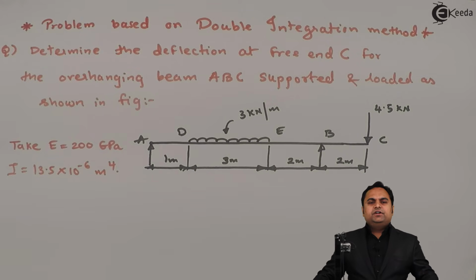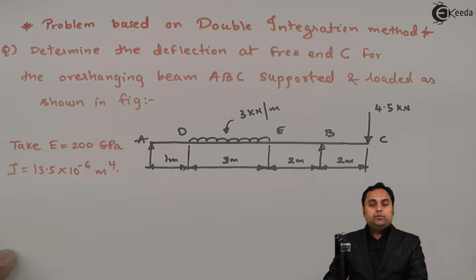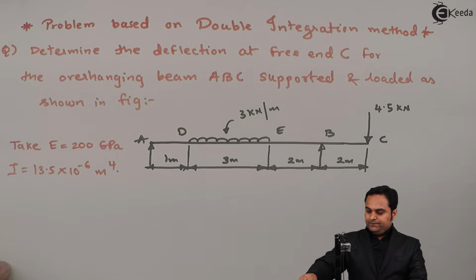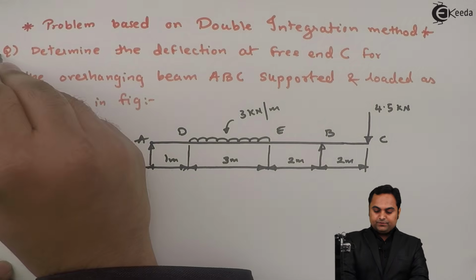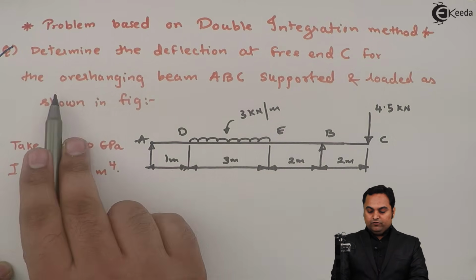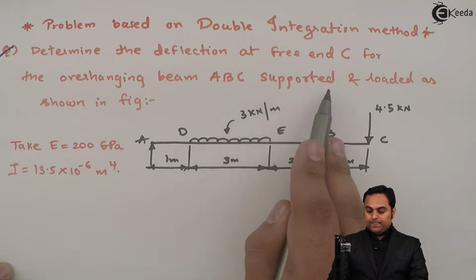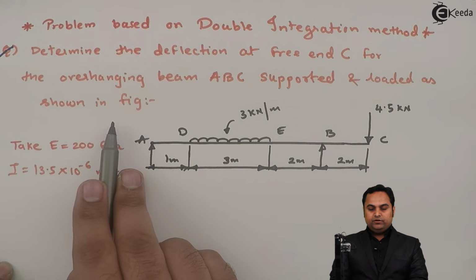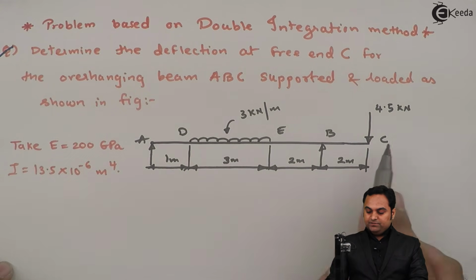Hello friends, here in this video we will see a problem on double integration method. Here is the question. Determine the deflection at free end C for the overhanging beam ABC supported and loaded as shown in figure. Here the diagram of the beam is given.